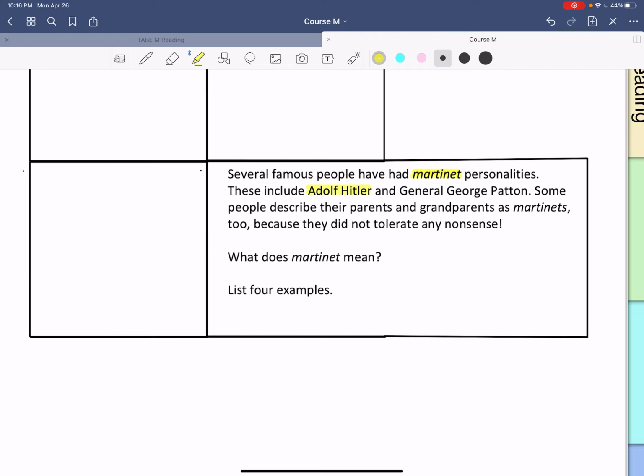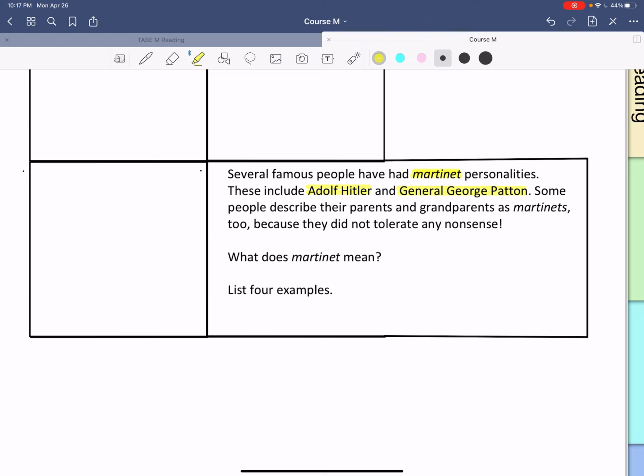Adolf Hitler. Okay, I know who Hitler was. The man in Germany who slaughtered millions of people. And General George Patton. General Patton was a famous American general. He's not known for slaughtering other people, though. General Patton is an American hero. Adolf Hitler is not a hero. So this doesn't have anything to do with heroes, because we had Adolf Hitler and George Patton would be antonyms. They're not the same kind of people.